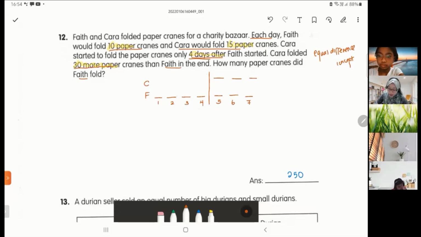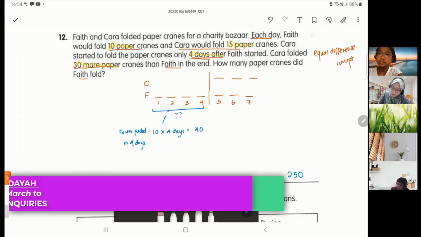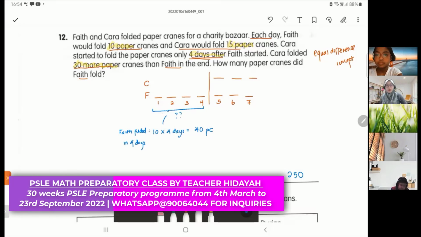Understand? So my issue here is, how many paper cranes did Faith fold in the 4 days? I want to find this one first. To find that, you simply take 10 paper cranes times 4 days equals 40 paper cranes. This is what Faith folded in 4 days. I put PC for paper crane, short form.